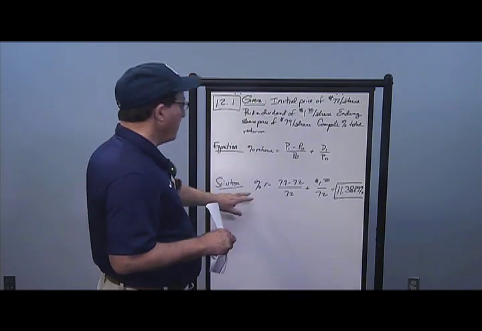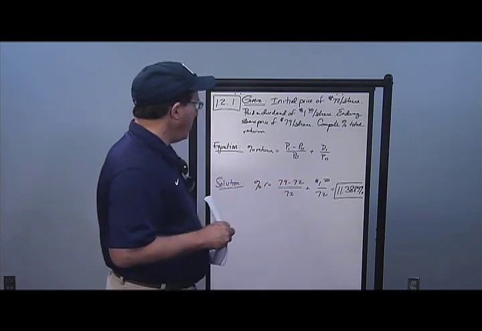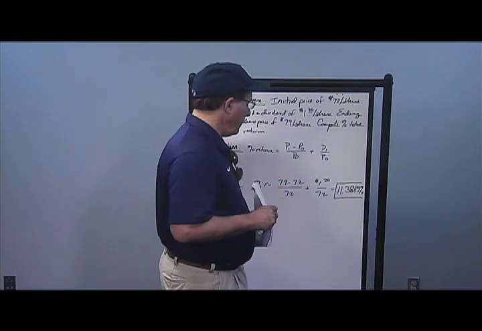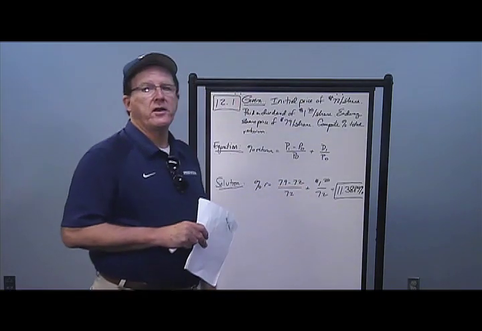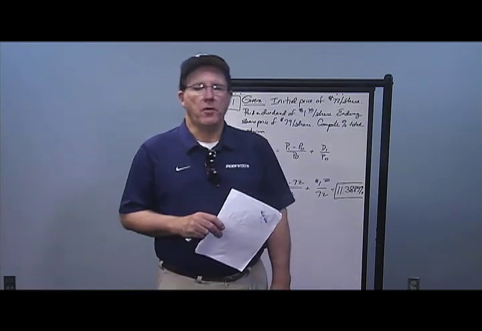So percent R in this case, I take 79 minus 72 over 72 will be my capital gains yield, and my dividend yield will be $1.20 over 72 for a total percent return of 11.3889%. And that is your answer to problem number 1.